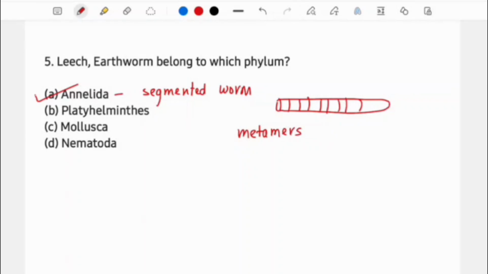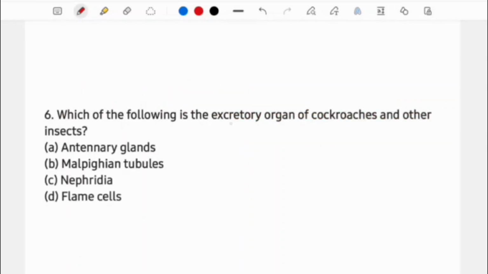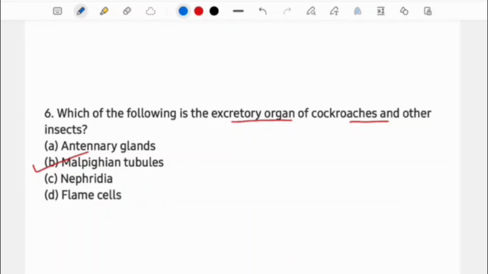Okay, next question. Question is, which of the following is the excretory organ of cockroaches and other insects? And the correct option is option B, that is Malpighian tubules. Alright. Speaking of other options, for example, flame cells, they are the excretory organs in Platyhelminthes. Speaking of nephridia, they are, for example, excretory organs in earthworm.